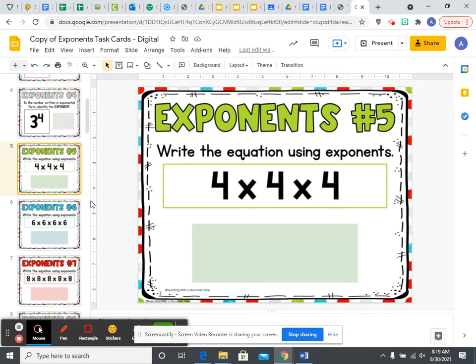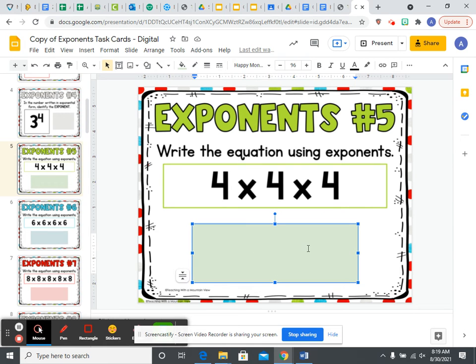So it says write the equation using exponents. So when it says to write the equation using exponents, that just means put it in exponential form, which is where you have your base and your exponent. So if I were to put this in exponential form, how would I be doing that? 4 to the third.